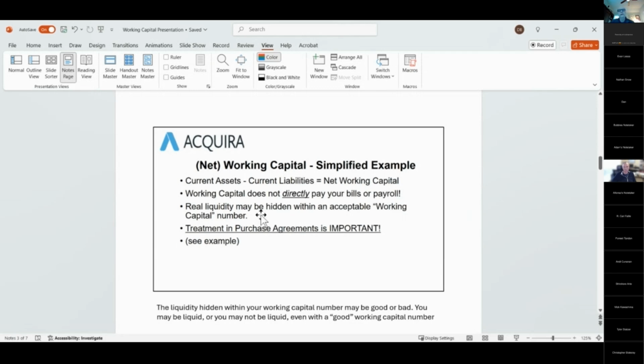Real liquidity can be very easily hidden within an acceptable, quote unquote, working capital number. So if somebody says to you in the course of negotiations, I'll leave you $400,000 in working capital in your company, dig into that number. That's not a real accurate way of thinking about this. So the treatment in the purchase agreement needs to be very specific, and it's very important.